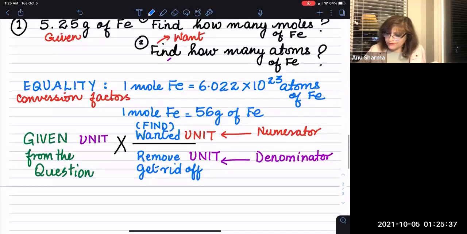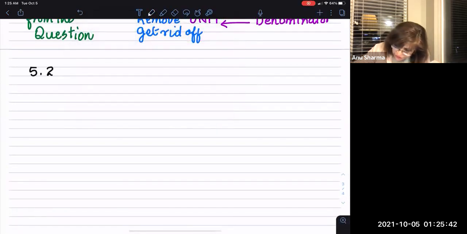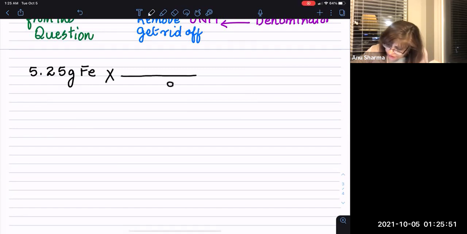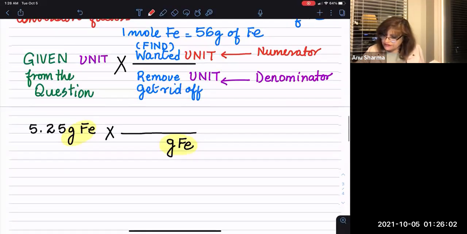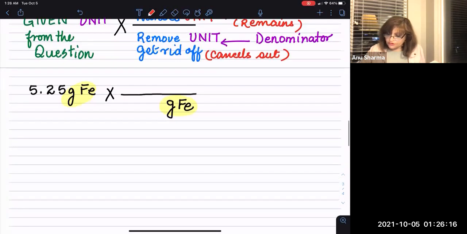So now let's set it up. 5.25 grams of iron. This is your given, so write this down here. Multiply by, we want to get rid of the grams, so put grams of iron here. This shows you that the grams of iron will be canceled out. Keep in mind that the unit at the bottom cancels out, and the one on the top remains. That cannot be canceled out. All right, so you see grams and grams.